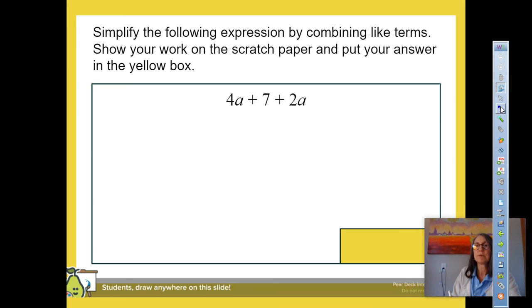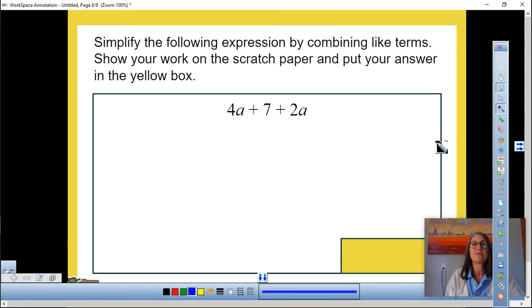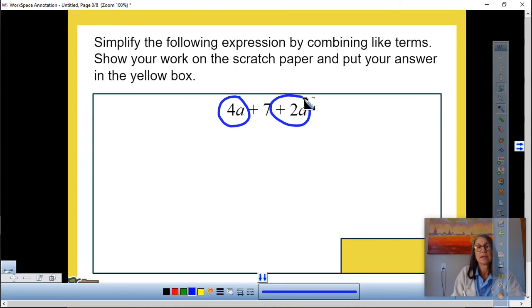So here, let's do an example. We are going to simplify the following expression by combining the like terms. Let's look at this. 4a is not like 7, but it is like 2a. If I combine these, I get 7a, and then I bring this in, and 7. I may not combine these two because they are not alike. So we would not write our answer as 13a. No. We stop here. We are done simplifying.